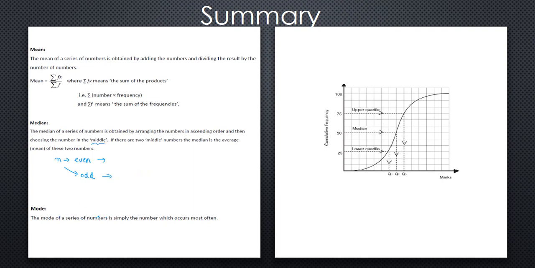The mode, of course, is the easiest of all, and this is the same cumulative frequency curve which you've been using in all these questions to find out the median, which is exactly halfway through, upper quartile 3/4 of the way, lower quartile 1/4 of the way, and the interquartile range, which is the difference between these values. Thank you very much.